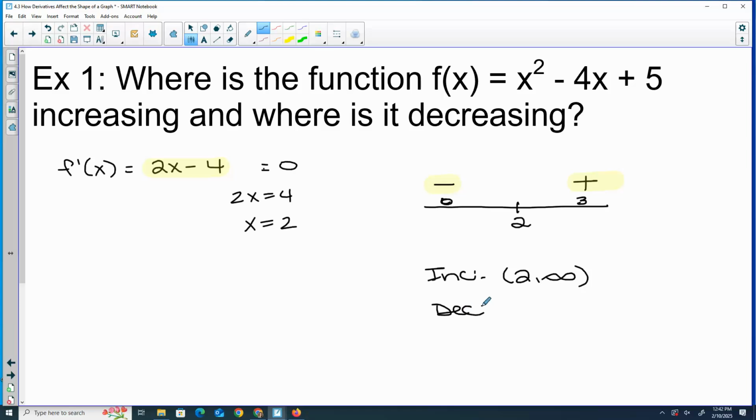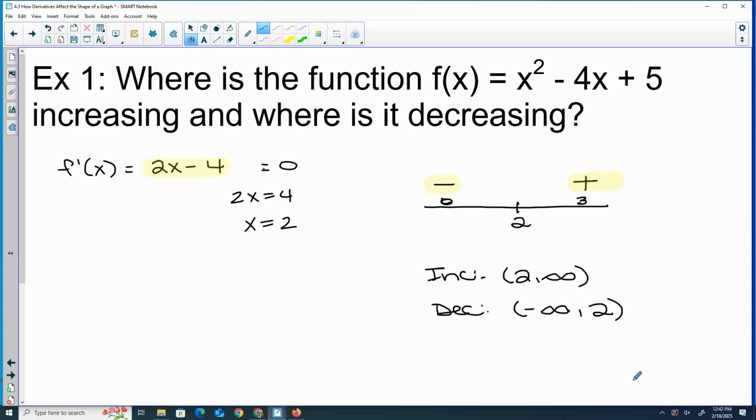It is decreasing from negative infinity to 2. So we don't do the whole thing, we just do it from the critical point. That critical point is where it can change from increasing to decreasing. So those are the breaking points of these intervals.